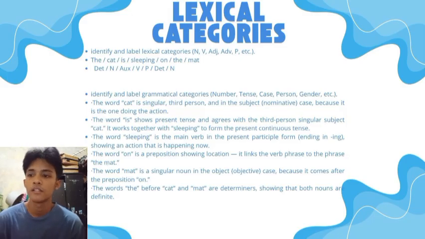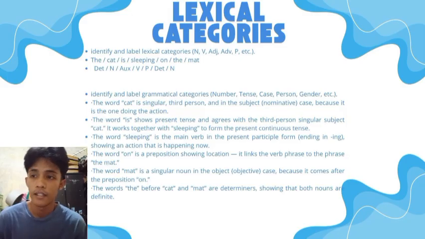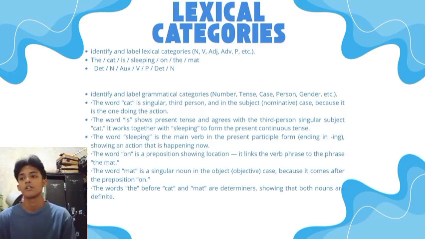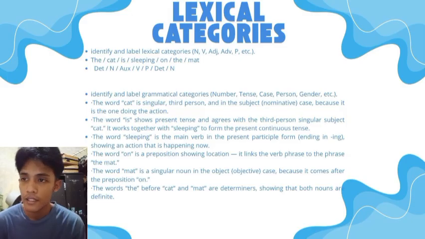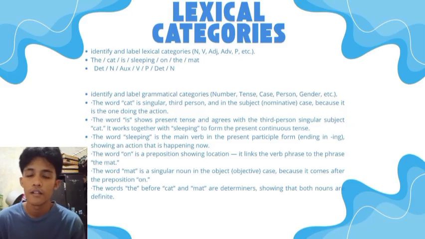The word on is a preposition showing location. It links the verb phrase to the phrase the mat. The next is the word mat is a singular noun in the object or objective case because it comes after the preposition on. The last is the words the before cat and mat are determiners, showing that both nouns are definite.